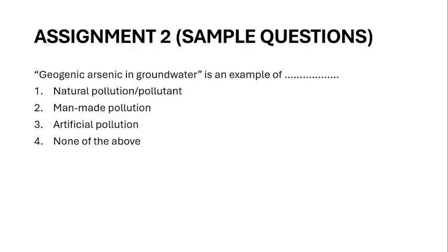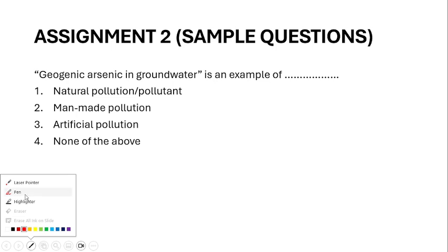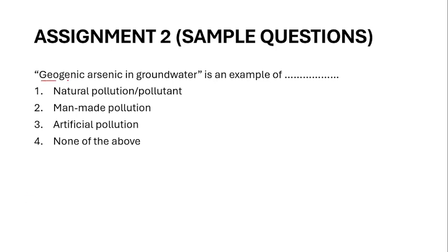So the first question is, geogenic arsenic in groundwater is an example of what? Whether it is a natural pollutant, a man-made or artificial pollutant, or none of the above. The question indicates arsenic in groundwater, but it is mentioned as geogenic. Geogenic means it is from the earth, right? So it is a natural pollutant.